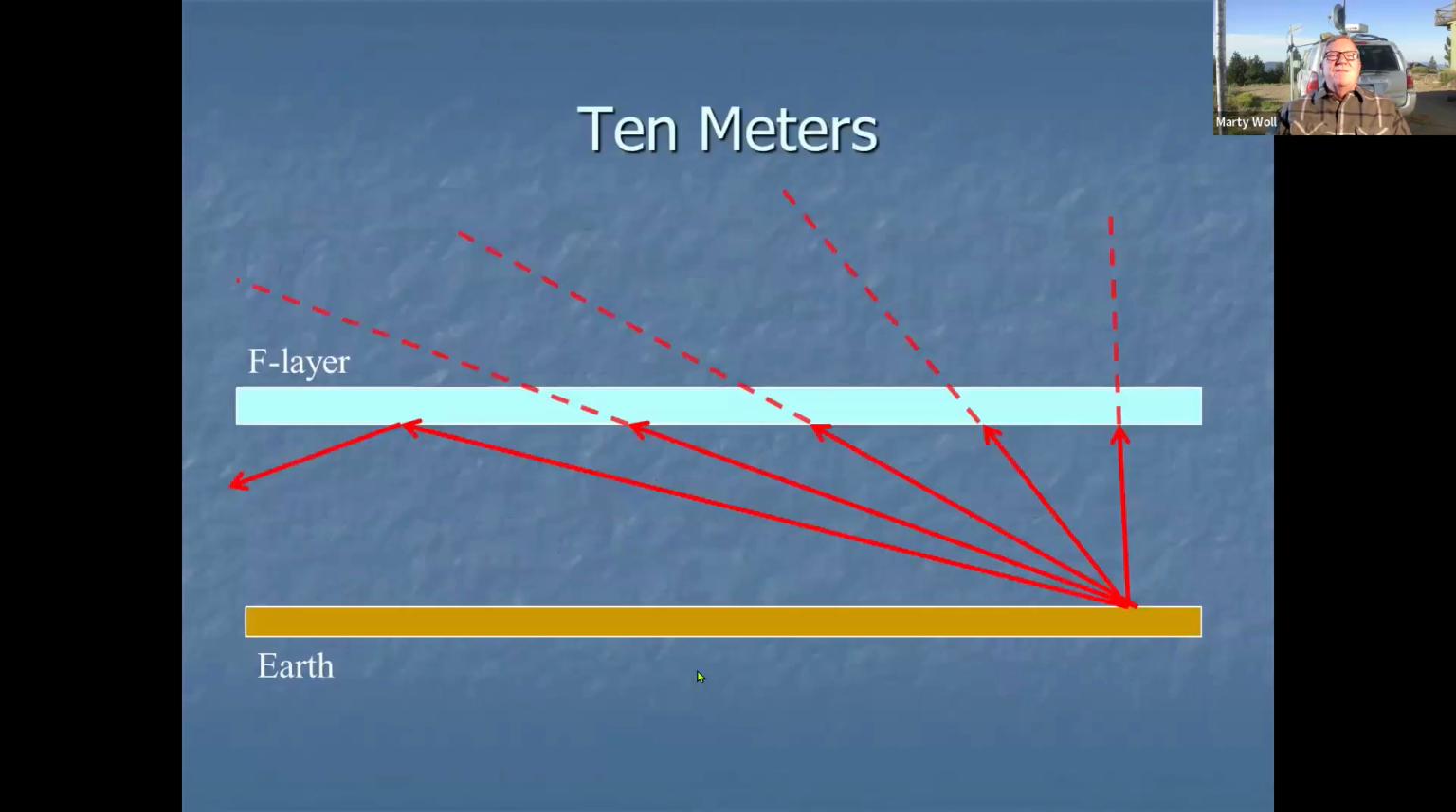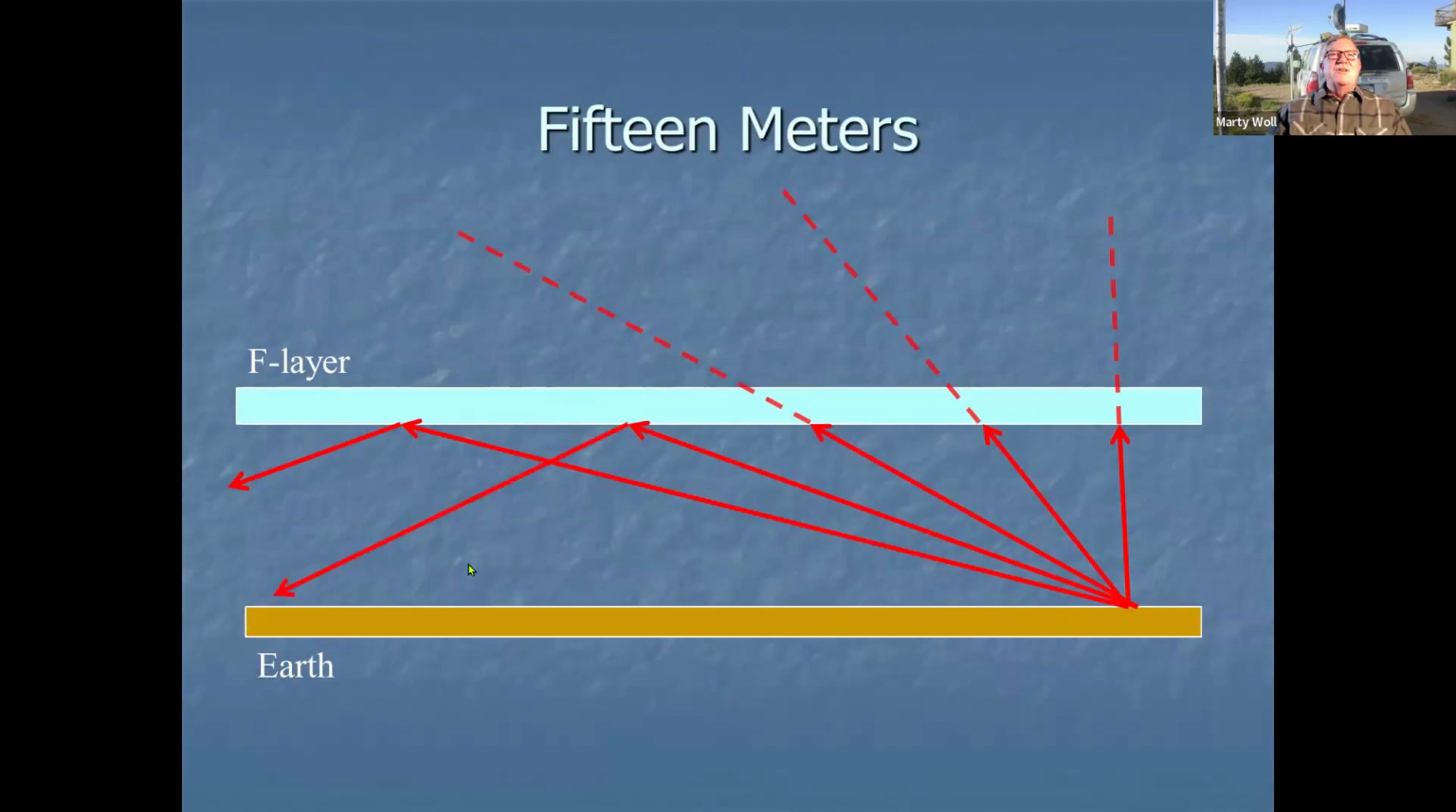So here's an illustration of what happens on 10 meters. You hit it at a nice shallow angle, and it comes back. So when 10 is open, you get some really good DX around the world, but you're not going to use it for regional communication because those higher angles are just going to go off into space.